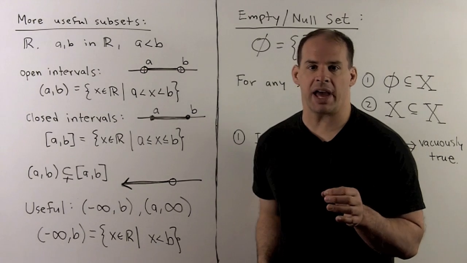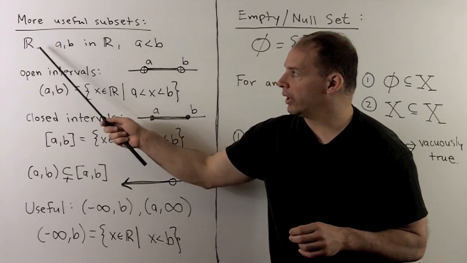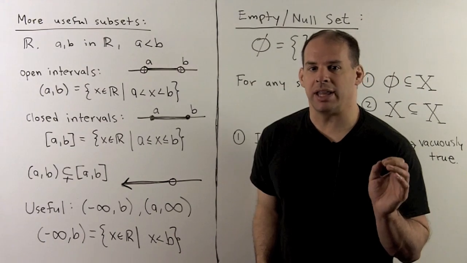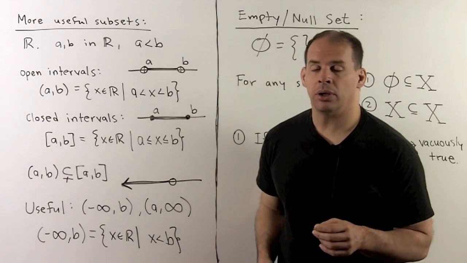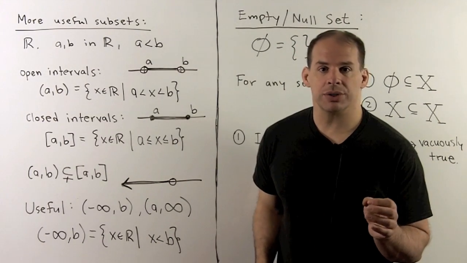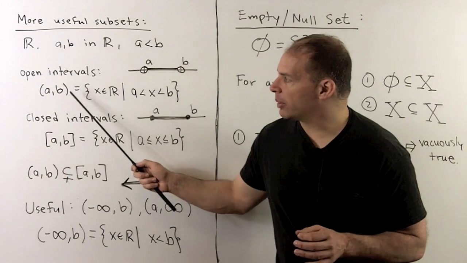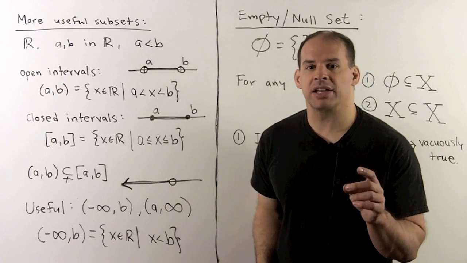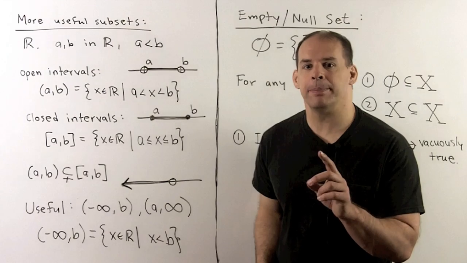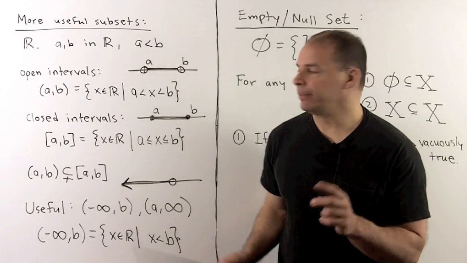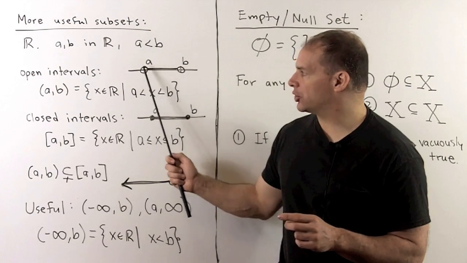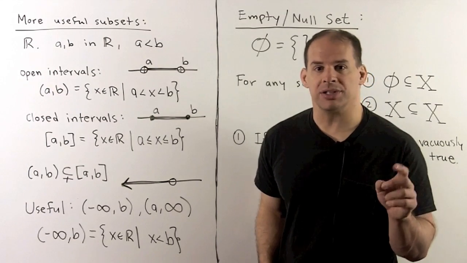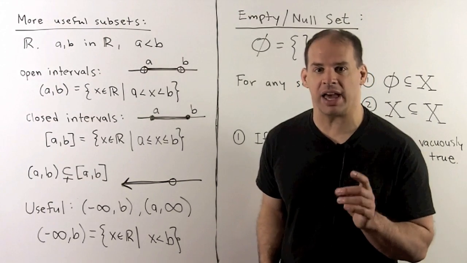Another important class of examples, we have the real numbers. We'll pick two real numbers a and b, with a strictly less than b. First, we have the open intervals. So for notation, I'll put a and b in parentheses. This is the subset of real numbers x such that x is between a and b, but not including a or b. For the picture, we'll draw the segment, and we'll have circles at the endpoints, indicating that a and b are not in the set.